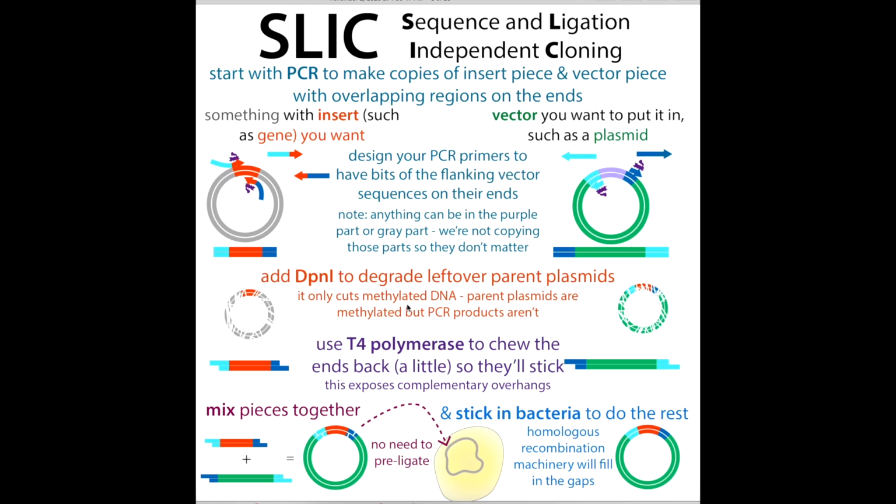Another way, which is what I usually use, is SLIC, sequence and ligation independent cloning. The idea with this is that you use PCR to make copies of the insert out of its original place. Instead of cutting it out, you just make lots of copies of it, and then you make lots of copies of the part of the plasmid that you want, and then you have it so that they have ends that are the same, and then they get recombined together in the bacteria cells.